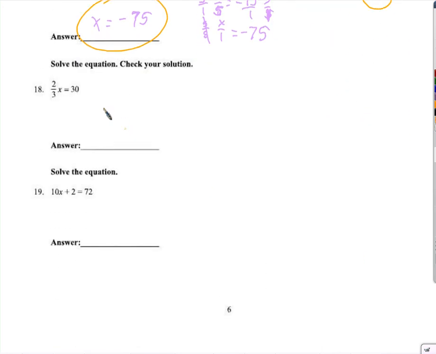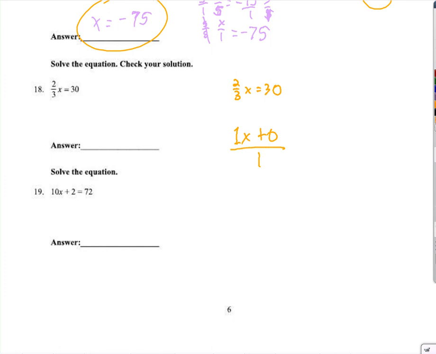Solve the equation, check your solution. Okay, so I have 2/3 x equals 30. It's really helpful when we're solving algebraic equations. What do I want to do? I want to get a 1x here. A 1x plus 0 divided by 1. See how all these things, they don't affect x. They don't change the identity of x. They leave x alone. 1 times x is x. You add 0 to that, it's still x. You divide that by 1, it's still x.